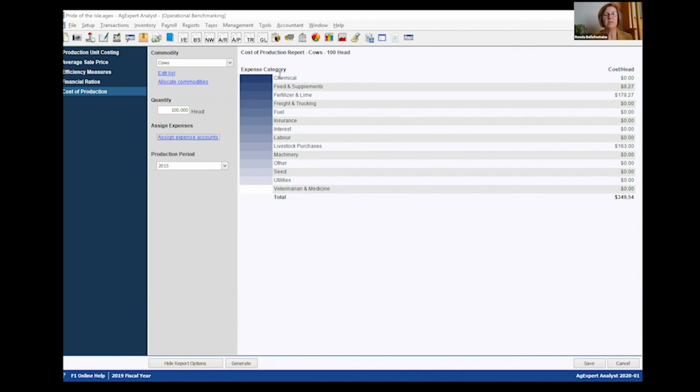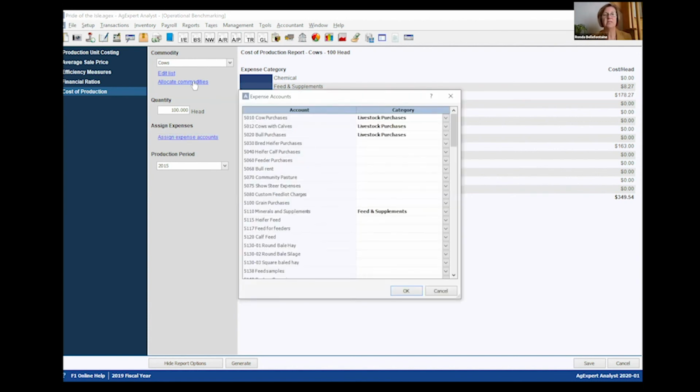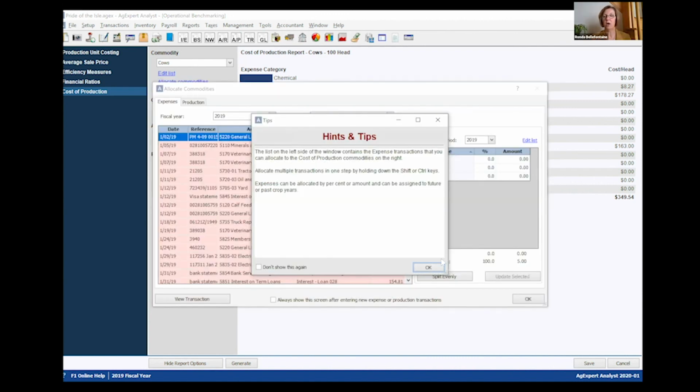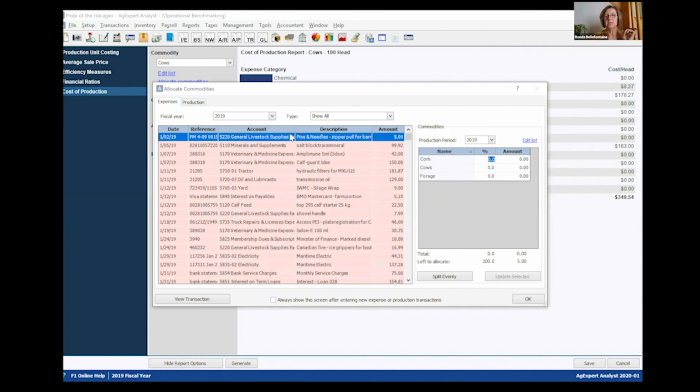So one other part I want to show you here is, oh, not that one, sorry, the allocate commodities. So what this allows you to do is allocate all of your costs. So remember how I had 3 commodities in our farm database: corn, cows, and forage. So what I can do is I can take this list here, every single expense that has been recorded in our books for the fiscal year 2019.